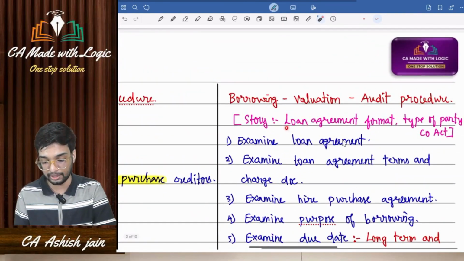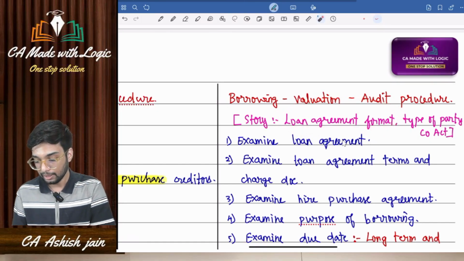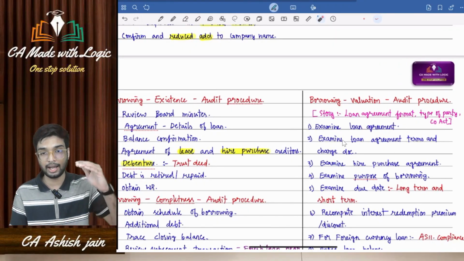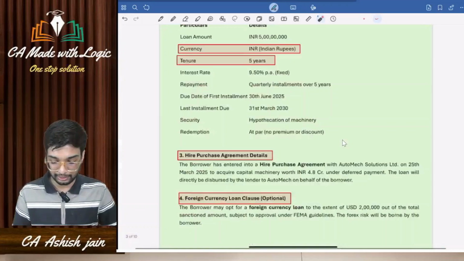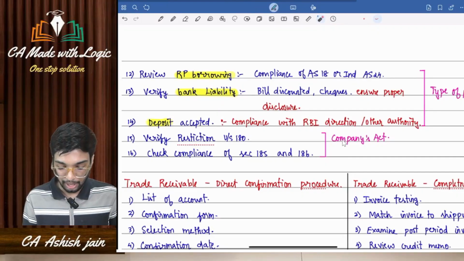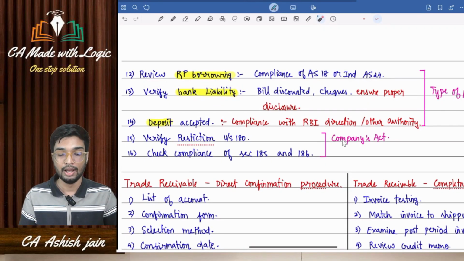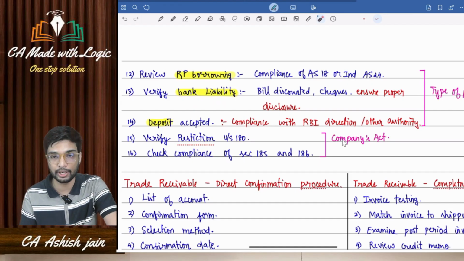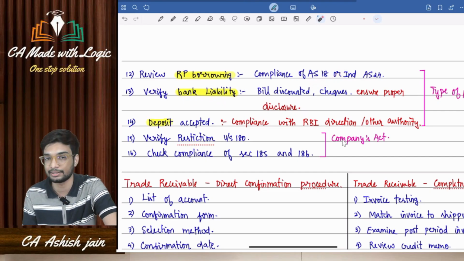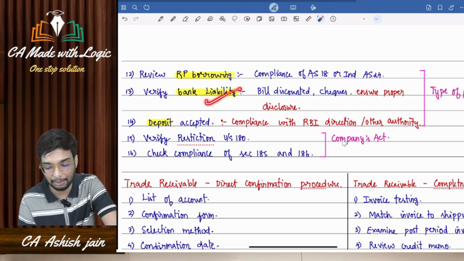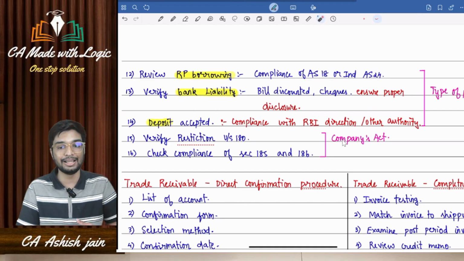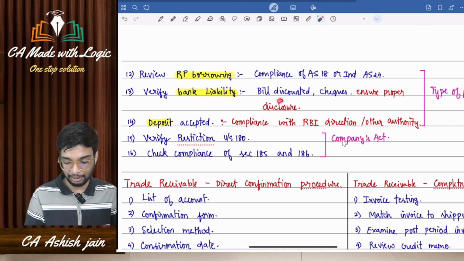So the story here is the loan agreement format. You have to remember the type of party and the Companies Act related points. These are the three major points, and under them you have to remember the sub points. Now we will discuss the type of party. Review the related party borrowing: for related party borrowing, the auditor has to see whether the company has complied with AS 18 or Ind AS 24. Verify the bank liability. You can borrow from a bank also, in terms of bills discounted or checks, etc., so you will verify it.